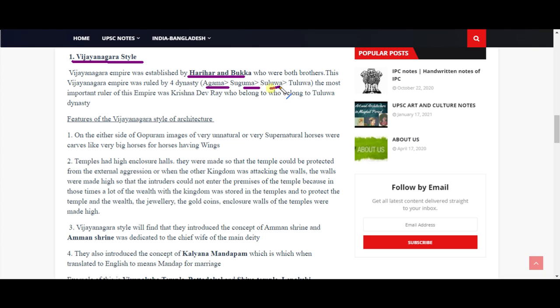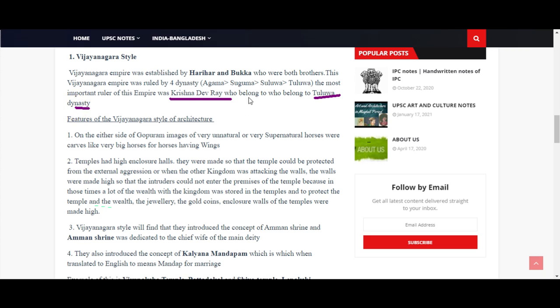I know that they sound funny, but if you find them funny, it will be easier for you to remember these names, right? So try to learn these complex concepts in a funny and comedic manner so that it will help you to retain the factual information in a better manner. And one of the most prominent rulers of this Vijayanagara empire was Krishnadev Rai, who belonged to the Tuluva dynasty.